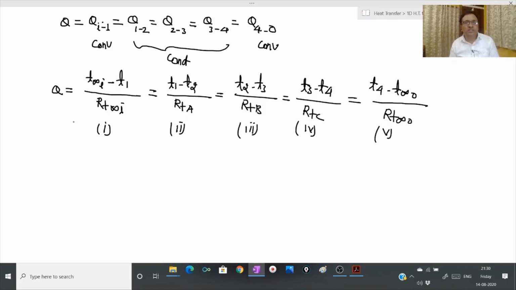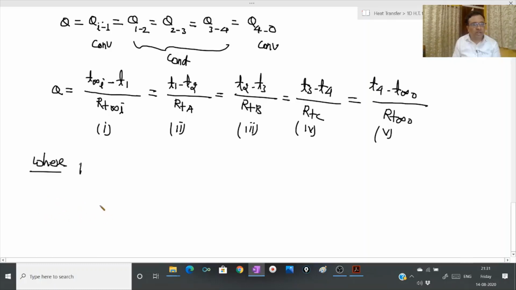And what is the expression for cylindrical wall thermal resistance? If you are able to remember it, it is well and good. Otherwise, it is always suggested to refer to the data book. In the data book, the expression for thermal resistance offered by a cylindrical wall is given, and it is 1 upon 2 pi K L log of R2 by R1, where R2 is the outer radius and R1 is the inner radius. It is highly recommended you refer to the heat transfer data book.